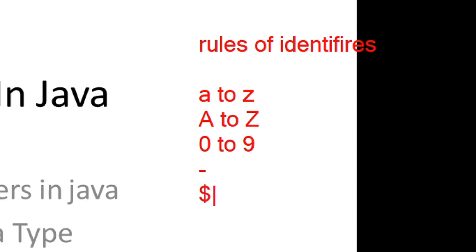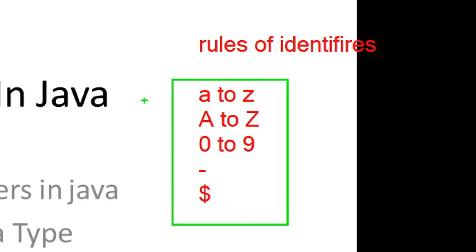So these are some rules for identifiers. So if you take a class name, just for testing purpose, class name is 1. Is it true or false? Please guess it. It's completely false.